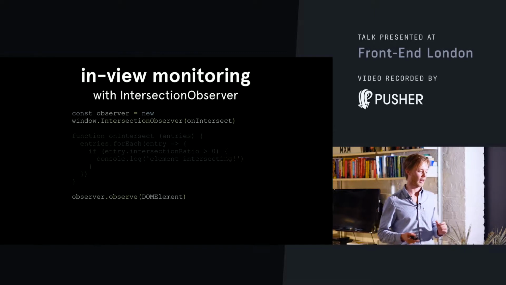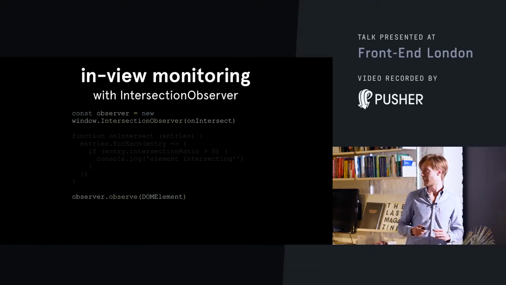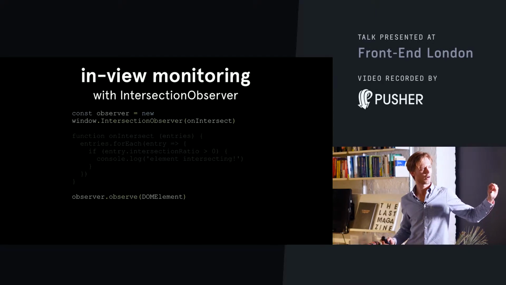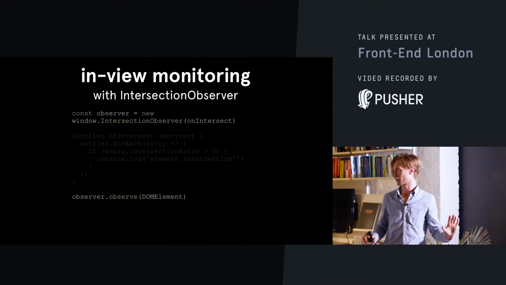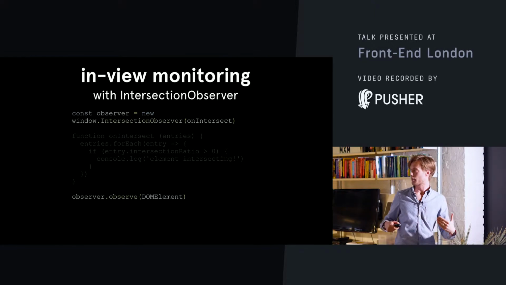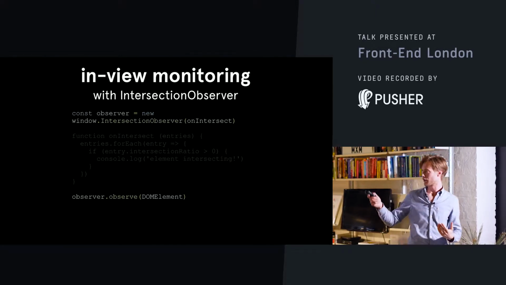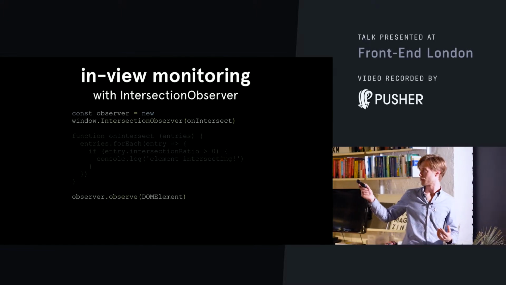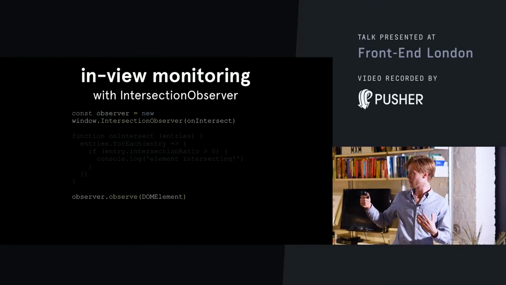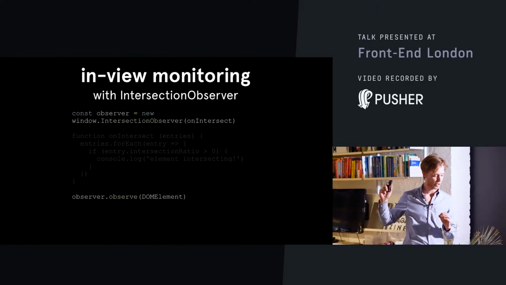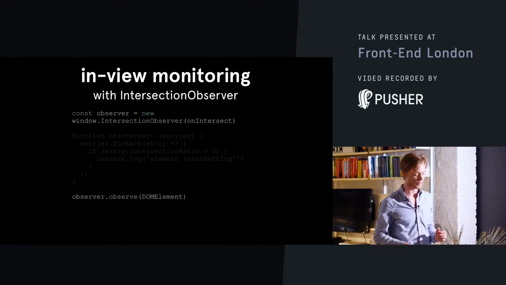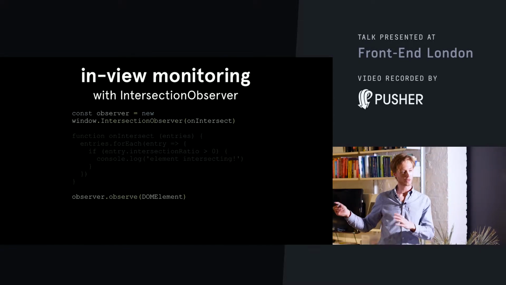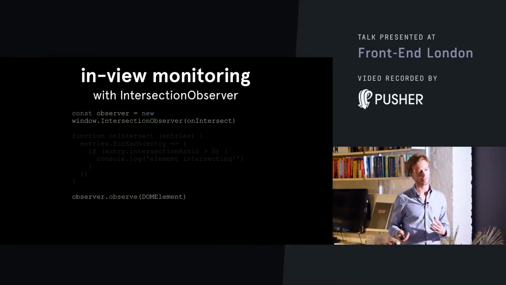So we start by setting up an observer. Can everyone see the code, by the way? Even in the back, is it big enough? OK, good. We start by setting up a new observer with the window.IntersectionObserver method call. The argument to this API is a callback function, which I called onIntersect, which we will look at next. And then at the bottom, we just call observer.observe with any DOM element that we can find on the page.